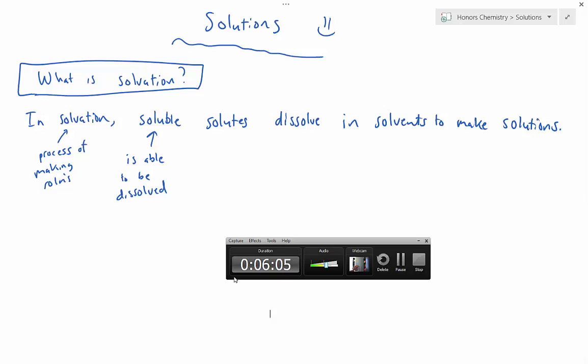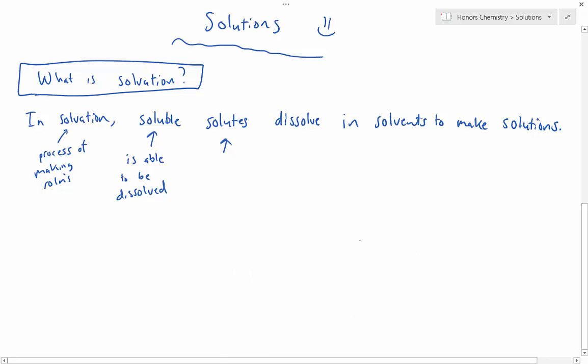Alright, we have solutes here. So if something is able to be dissolved, the solute is the substance that is dissolved. And it's going to be the substance that is dissolved by your solvent.